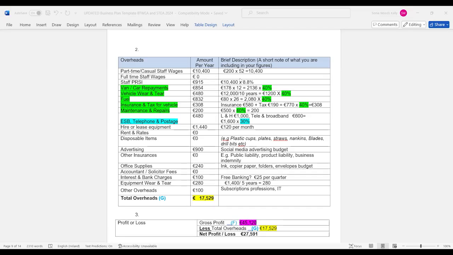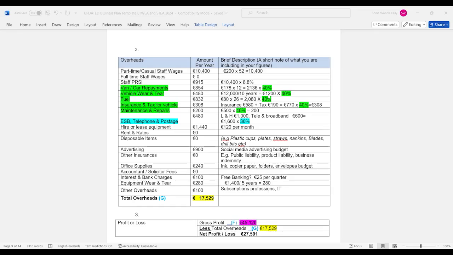And then if you hire staff, in addition to the gross pay, the employer also has to pay PRSI. So just do your research on the current PRSI rates, and a salary of 10,400 will incur PRSI of 8.8%. So that's an additional cost to the employer of €915. The next items on the business plan in the overhead section all relate to motor vehicle costs.